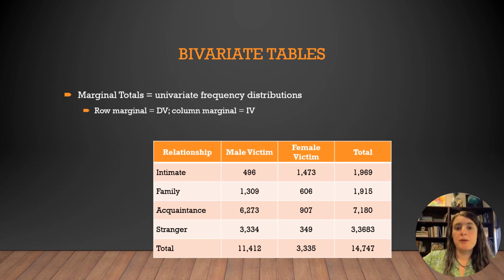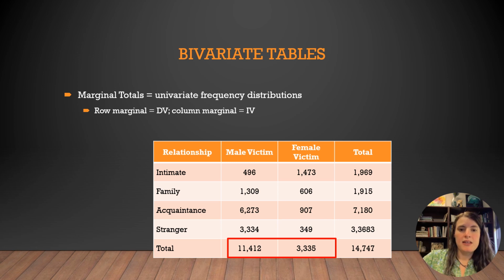There are two ways to interpret a bivariate table that can help us analyze our dependent and our independent variables. The first is called marginal totals. A bivariate table contains the basic frequency distribution of the independent and the dependent variable by themselves in these marginal total areas. So even with a bivariate table, we can still analyze the distribution of each variable by itself. The independent variable frequency distribution is obtained by adding up all of the values in each column to find a column total. The bottom row now represents a frequency table of victim sex only, 11,412 male victims and 3,335 female victims.